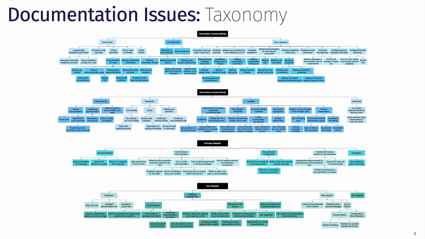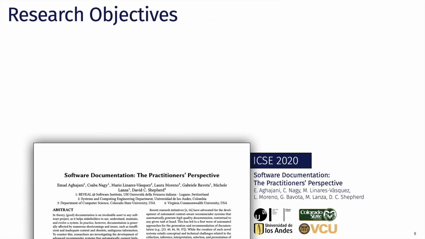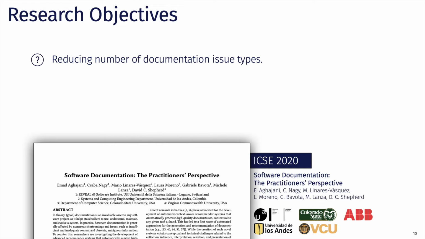Although our taxonomy is comprehensive, it is too detailed to be used by other researchers and practitioners, and it's not validated by software professionals. This paper aims to address these issues. Particularly in this work, we revisited our taxonomy and compressed it by keeping key issue types. Then, in collaboration with ABB Corporation, we conducted two surveys aiming at answering the following two research questions.